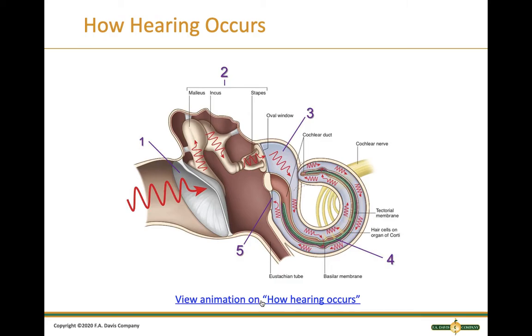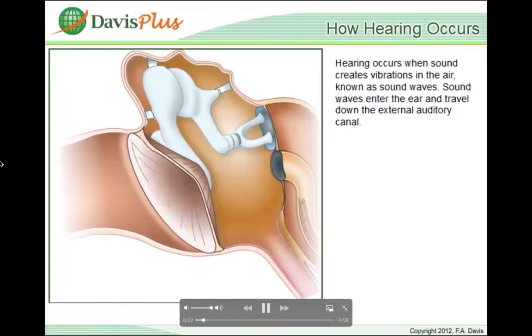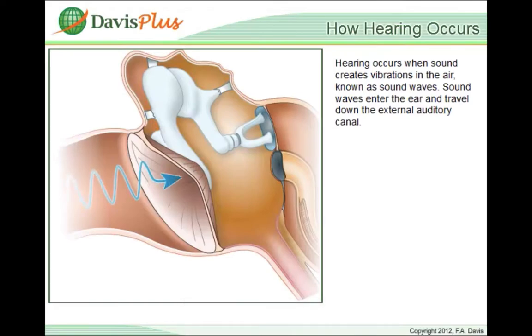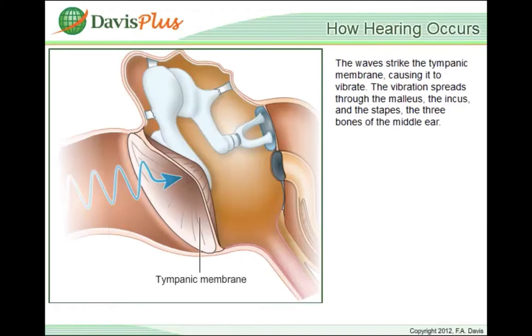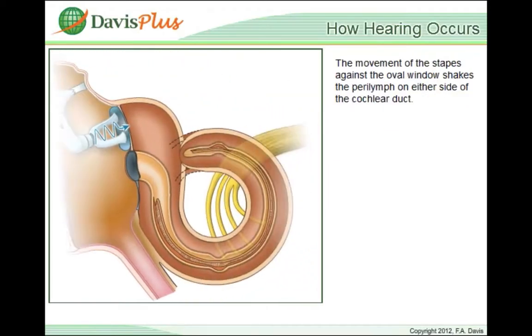Alright, let's watch this animation on how hearing occurs. Hearing occurs when sound creates vibrations in the air, known as sound waves. Sound waves enter the ear and travel down the external auditory canal. The waves strike the tympanic membrane, causing it to vibrate. The vibration spreads through the malleus, the incus, and the stapes, the three bones of the middle ear. The movement of the stapes against the oval window shakes the perilymph on either side of the cochlear duct.